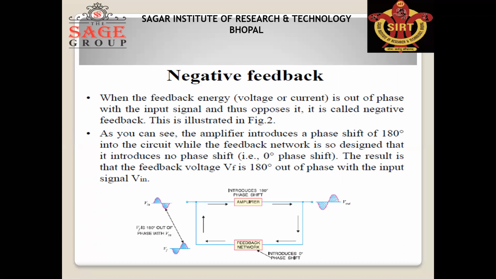Means if we talk about the phase difference, there should be a 180 degree phase difference between the input signal and the feedback signal. Here in this diagram you can see that this is the input signal and this is the feedback signal, and there is a 180-degree phase difference between them. So we can say that both signals are in opposite phase. That's why this feedback is known as negative feedback. And in negative feedback, the resultant amplitude of the signal is decreased. That's why it is known as degenerative feedback.